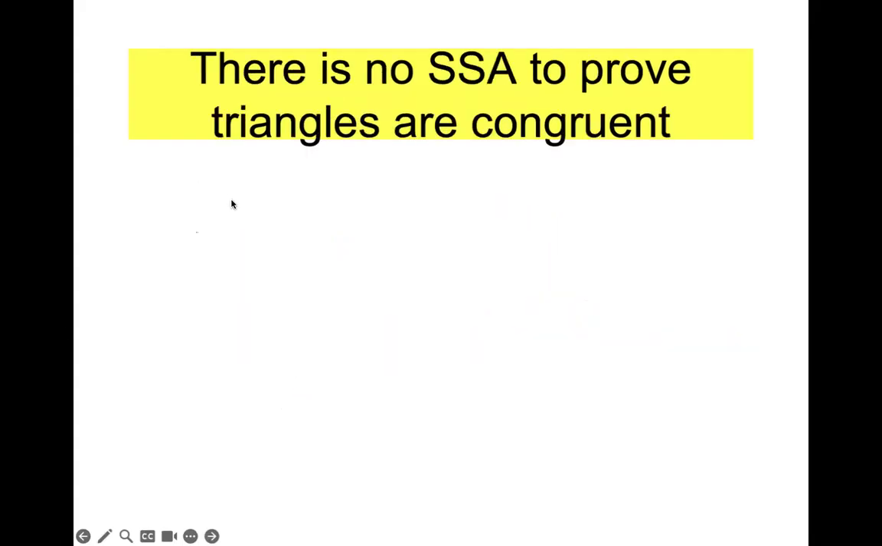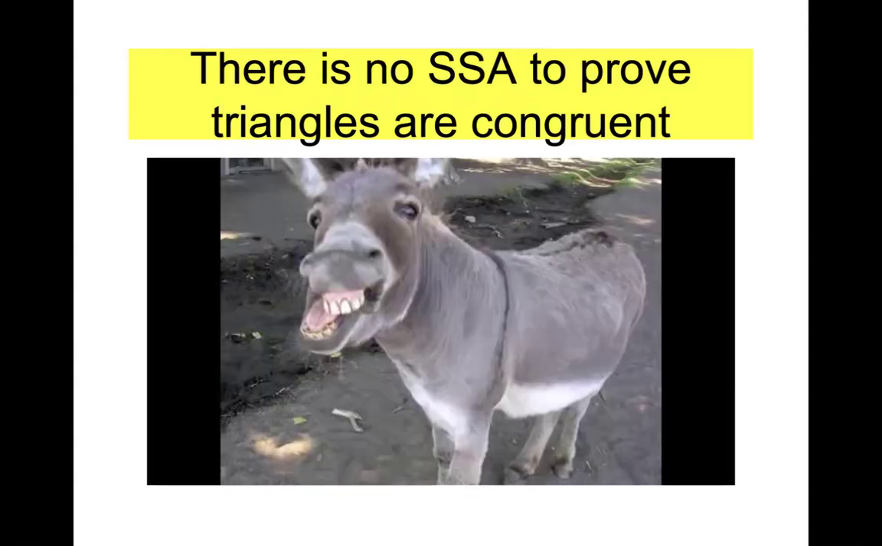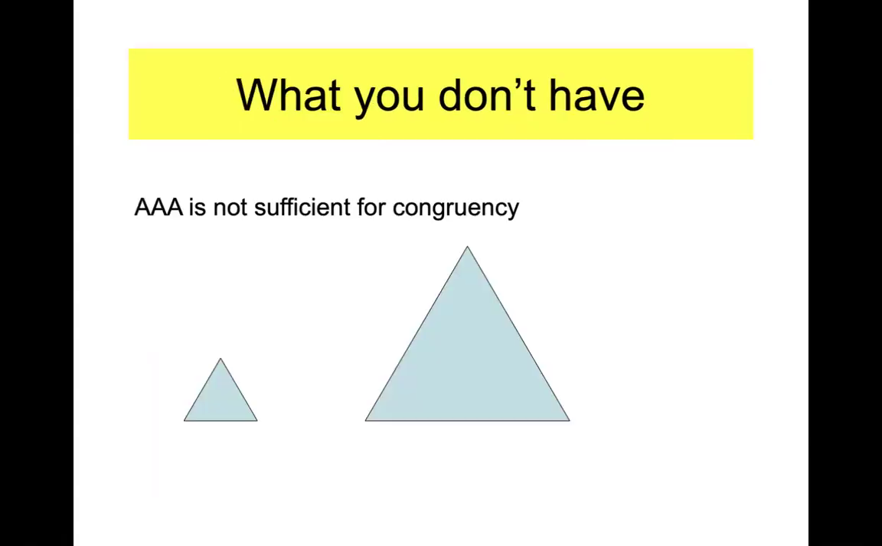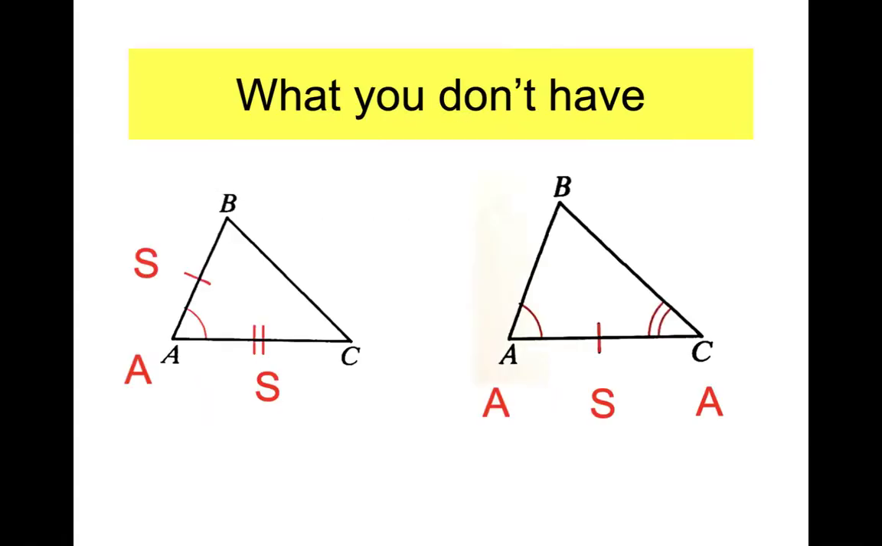No math book is going to say ASS. They're always going to say SSA. But there is no SSA, that's the donkey one. And then we also don't have AAA. So those two do not exist. Lastly, remember both triangles have to spell the same things.